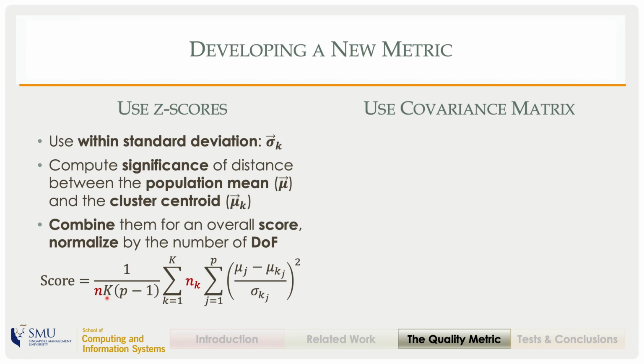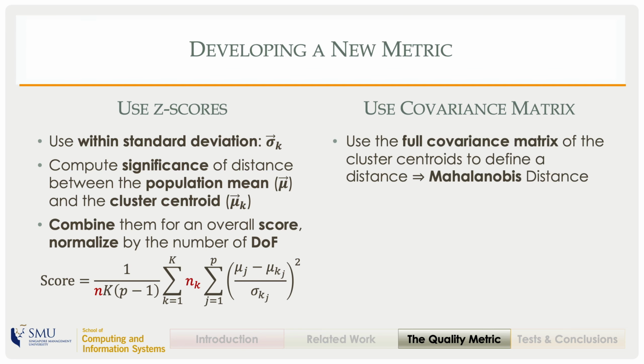Now we can look at this one and we can see that this computation of the score ignores the correlation between different variables. The right distance to use in that case is the Mahalanobis distance, which takes into account the full covariance matrix of the cluster centroids. What we have is the distance between the cluster centroid and the population mean, the inverse of the covariance matrix, and then this is like the distance between them, but the covariance matrix standing in between here, and then it gets scaled by the number of elements that you have in each cluster.